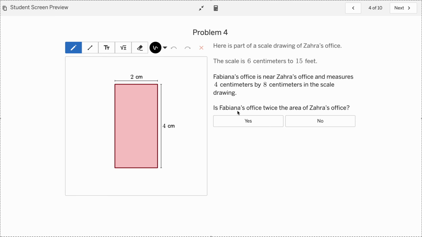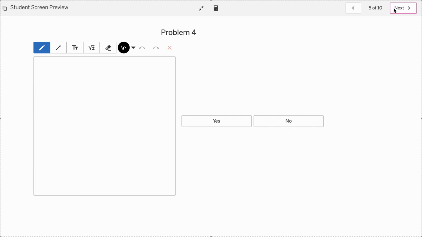All right, Fabiana's office is near Zara's office and measures 4 centimeters by 8 centimeters in the scale drawing. Is Fabiana's office twice the area of Zara's office? Well, we know that Zara's office is 2 by 4, so if Fabiana's office is 4 by 8, is that twice as big as this? Well, 2 times 2 is 4, 4 times 2 is 8, so the answer then would be, okay, and then you can explain it.